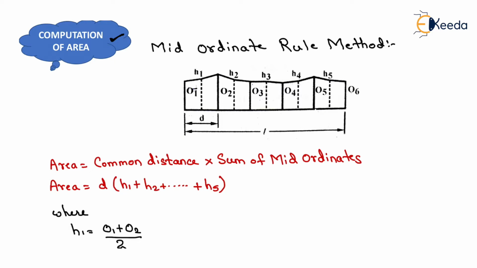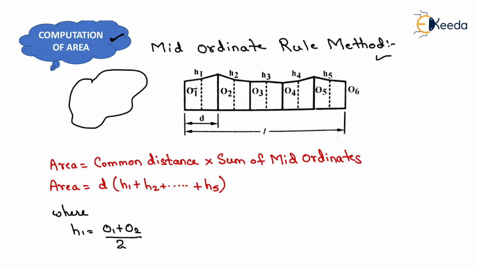Now computation of area is generally done by four methods, that is mid ordinate rule, trapezoidal rule, average ordinate rule and Simpson's rule. Now we will calculate the area one by one, starting with the mid ordinate rule. Now suppose that we have the area like this, that is the survey area, and we want to compute the complete area of this whole figure.